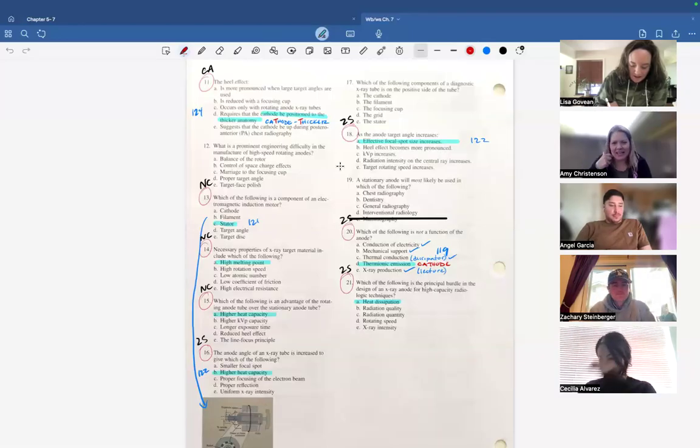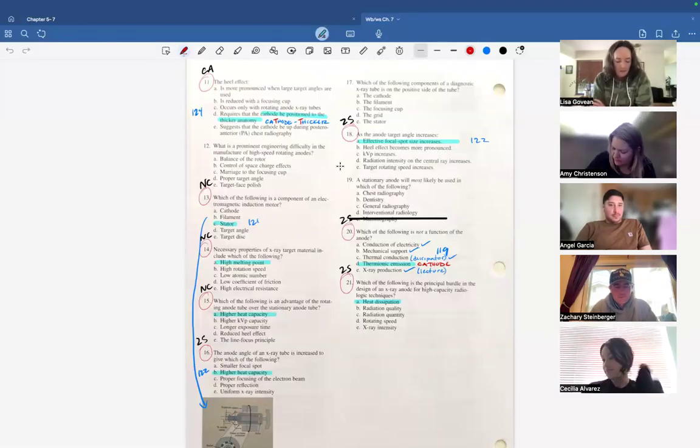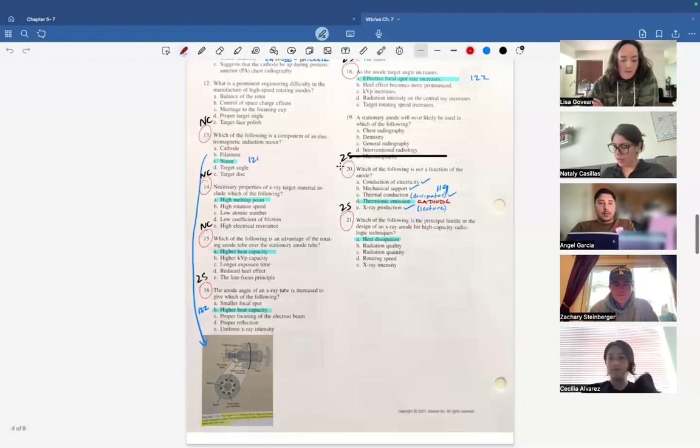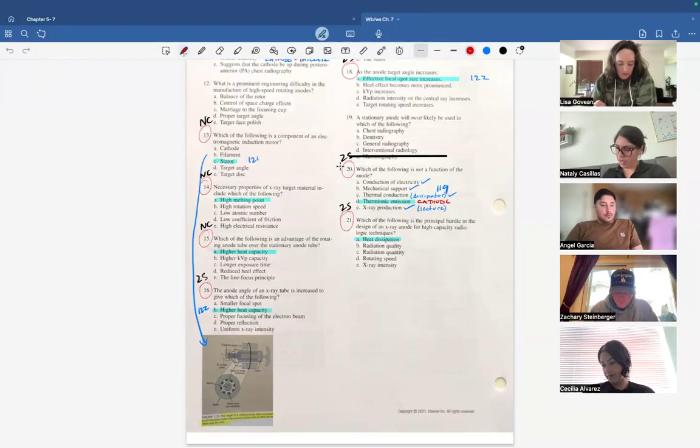Perfect. Thank you. Yeah, so my turn. For 13, which of the following is a component of an electromagnetic induction motor? I put the stator. 14, necessary properties of X-ray target material include which of the following? I put A, high melting point. Nice. And then for 15, which of the following is an advantage of the rotating anode tube over the stationary anode tube? I put A, higher heat capacity. Thank you, Chuck. That's where I learned all of this stuff.